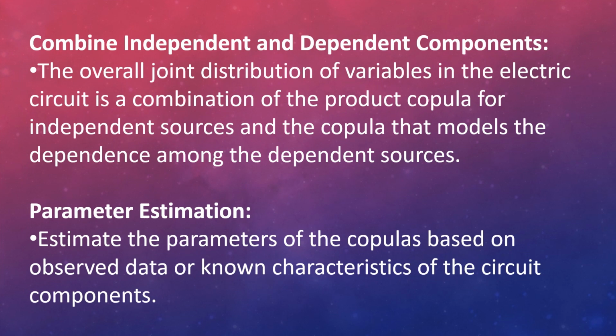Combine independent and dependent components. The overall joint distribution of variables in the electrical circuit is a combination of the product copulas for independent sources and the copulas that model the dependence among the dependent sources.